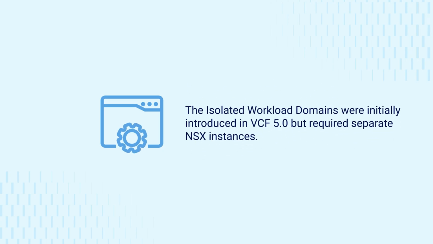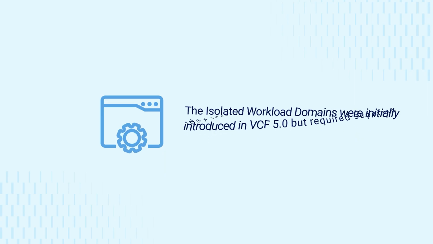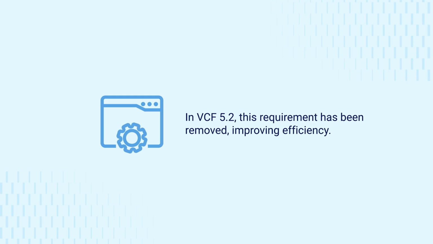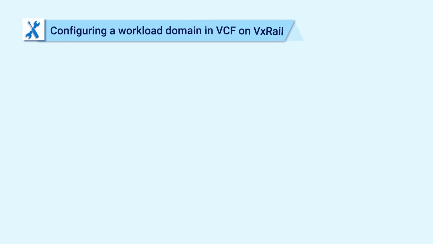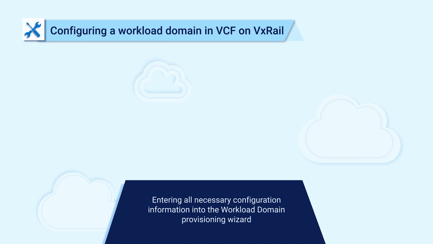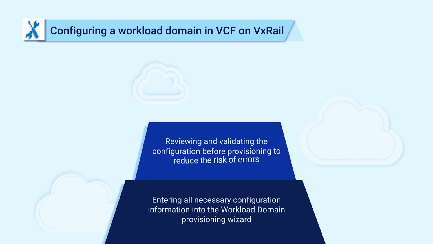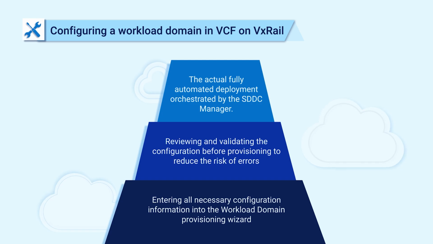The isolated workload domains were initially introduced in VCF 5.0, but required separate NSX instances. In VCF 5.2, this requirement has been removed, improving efficiency. Configuring a workload domain in VCF on VxRail is a three-step process: entering all necessary configuration information into the workload domain provisioning wizard, reviewing and validating the configuration before provisioning to reduce the risk of errors, and finally, the actual fully automated deployment orchestrated by the SDDC Manager.